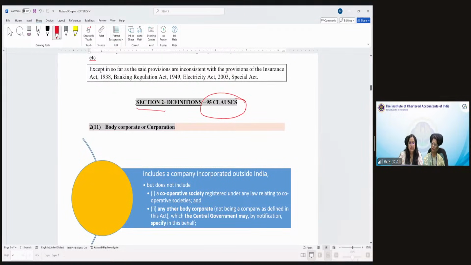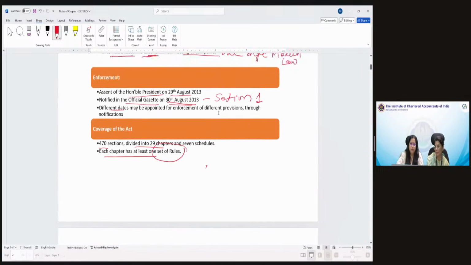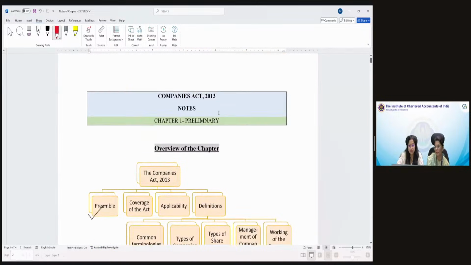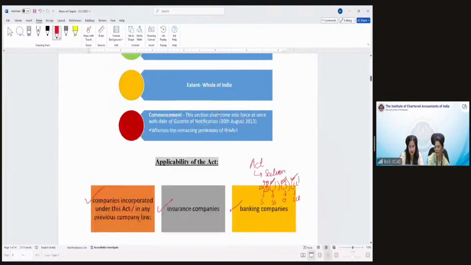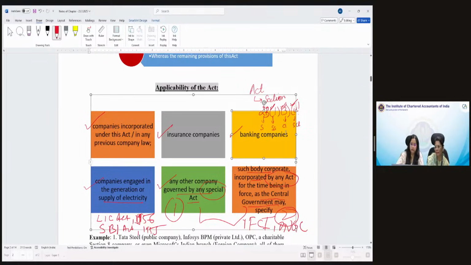So if we see, we are saying section 2 definitions, 95 clauses. The word used here is 95 clauses. Can I say 95 subsections? No, because the act specifically says clauses. But ma'am, here I read that section is to be, yes, that's what I'm saying.